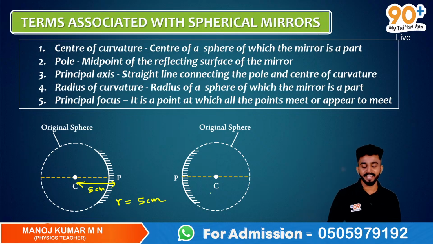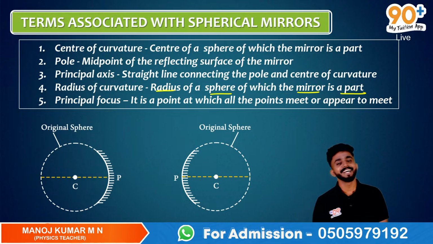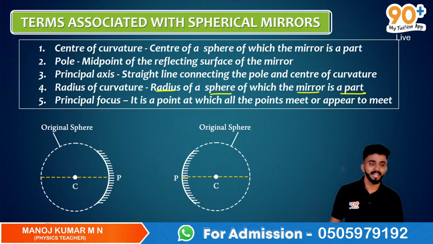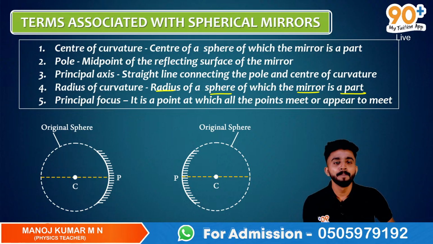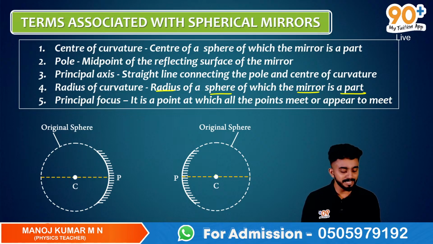Got it? It is actually the radius of the sphere. So the radius of a sphere of which the mirror is a part is called the radius of curvature. And the next one is none other than the principal focus. That is, over here we have the pole and the center of curvature, right? At the exact middle of the center of curvature and the pole, we have the principal focus.